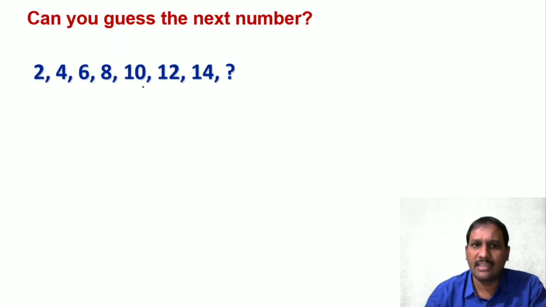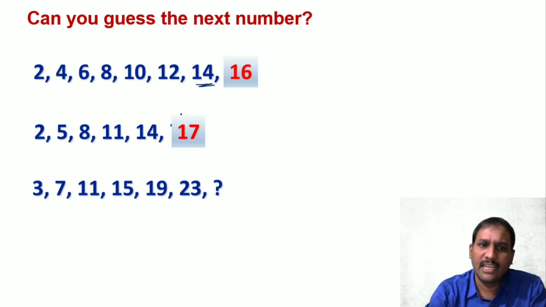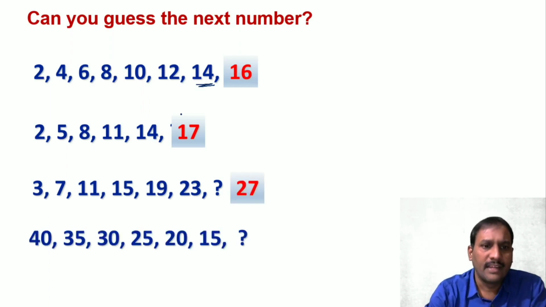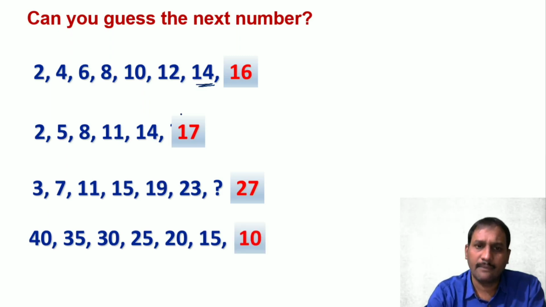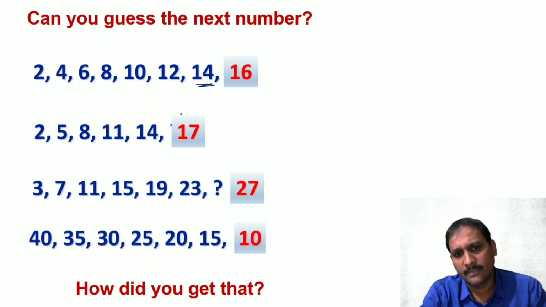2, 4, 6, 8, 10, 12, 14. Yes, it is 16. Here is another sequence: 2, 5, 8, 11, 14, and the next number is 17. 3, 7, 11, 15, 19, 23, and the next number is 27. And here: 40, 35, 30, 25, 20, 15, and the next number is 10. So how did you get those numbers? How did you guess those numbers?